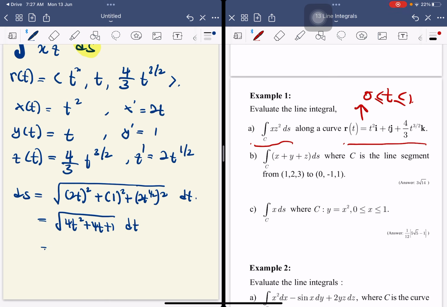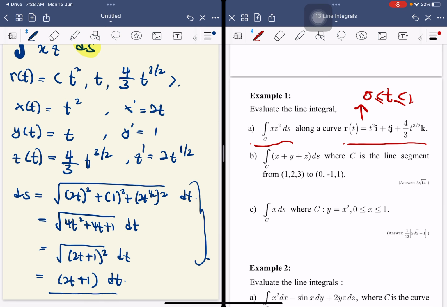Okay, so this can also be simplified like this. We have (2t plus 1) squared dt. So from there, you can cancel out the square root, and we're going to have 2t plus 1 dt over here. Sometimes you need to try to simplify as much as possible so that it will be easy for you to solve the integral. So we have this in this form. Now ds is equal to this part.